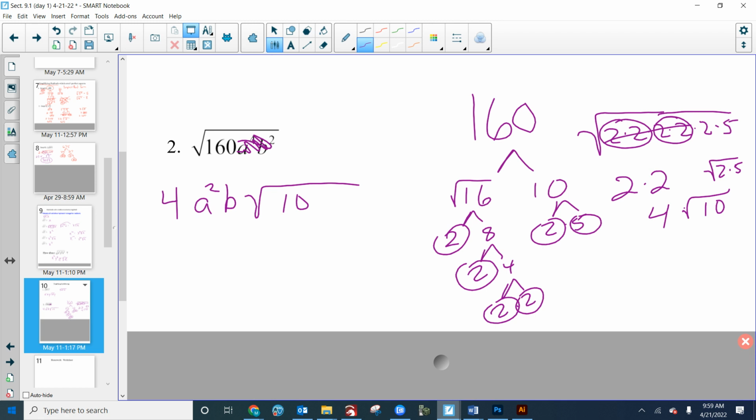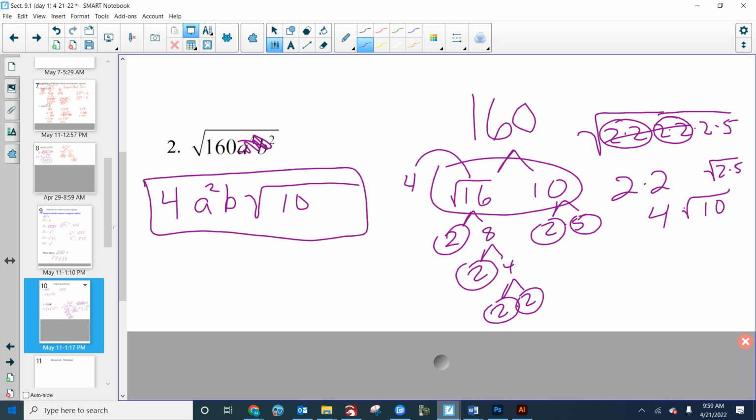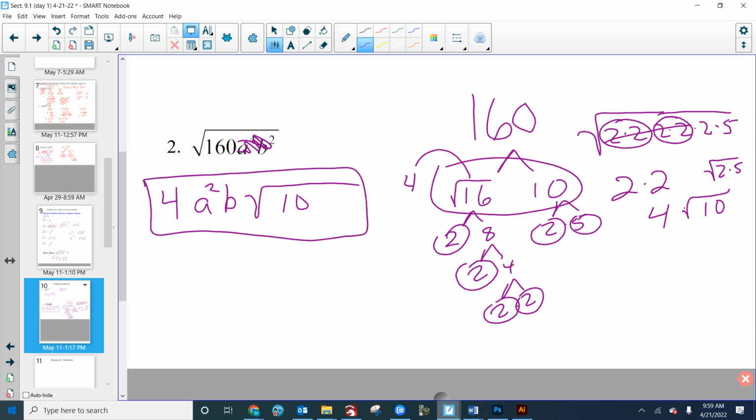Guys, right here, you could have done square root of 16 is 4. Square root of 10, 10 can't be broken down, there's no square root that goes into 10. I could have gone right there to 4 radical 10, if you guys see that. And that's your answer.